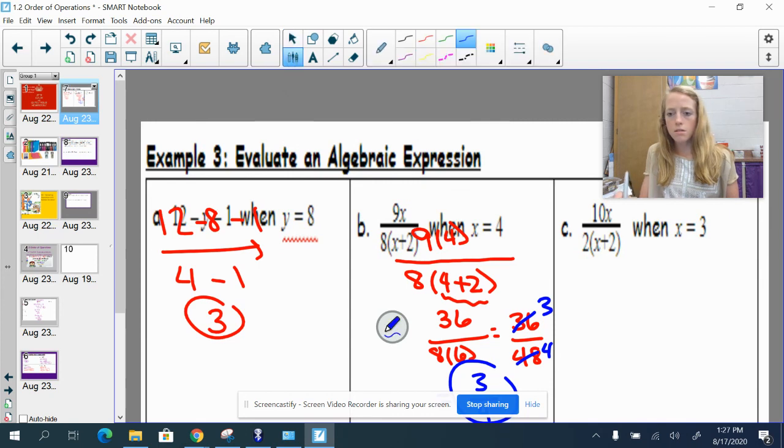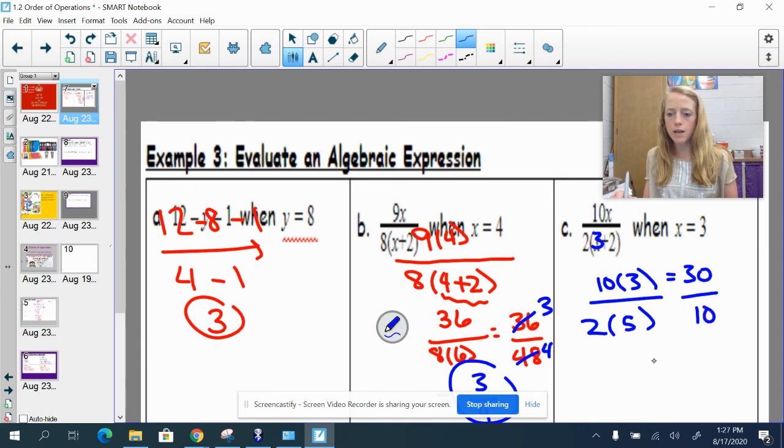All right, so for this last one, we're plugging in 3. So hopefully you get the idea from the last example. So you plug in 3, 10 times 3 for the numerator is 30. I'm just going to do this one real quick. And then if you plug in 3 for x, 3 plus 2 is 5, which would be 10. 30 over 10 is 3.